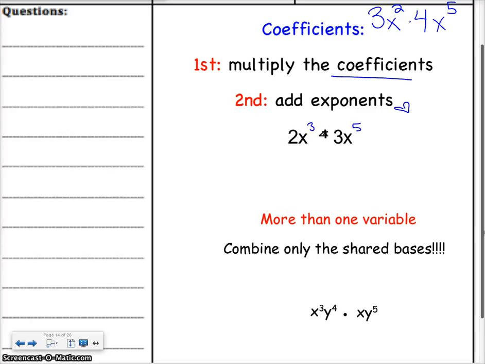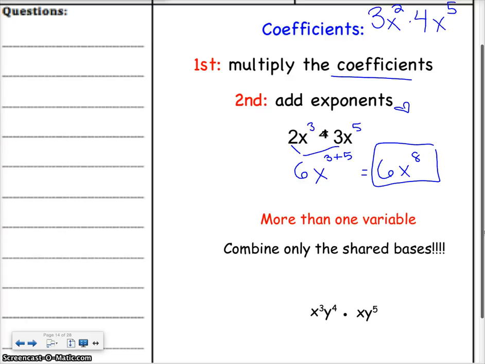So all I have to do is multiply the numbers. It would be 2 times 3 is 6. X to the, and then I have 3 x's and 5 more, so it would be x to the 3 plus 5, which is 6x to the 8th. So all you do is multiply the numbers and add the exponents.